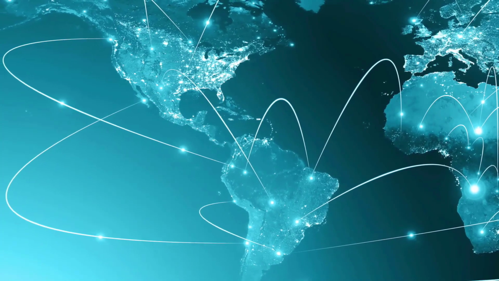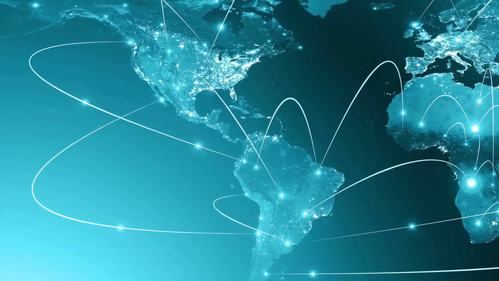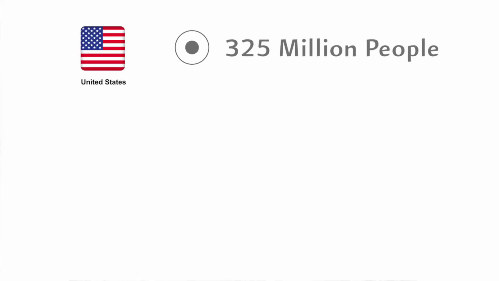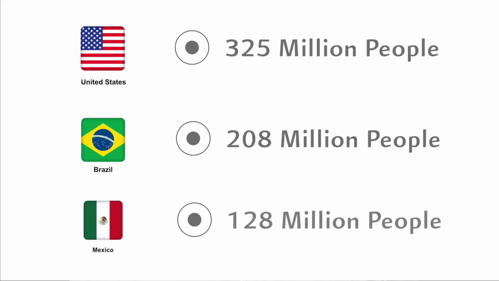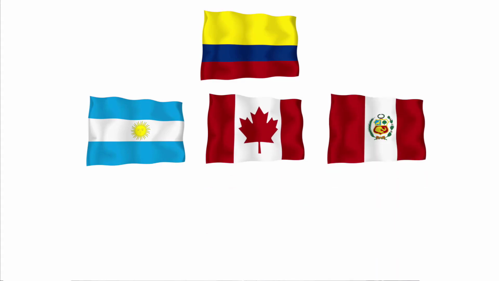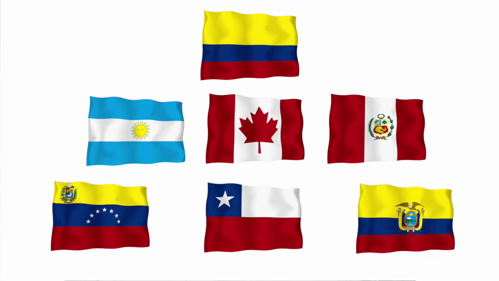America consists of 35 countries and 26 territories. The United States is the largest of these 61 entities with more than 325 million people, followed by Brazil with about 208 million people, Mexico with about 128 million people. Then the population drops below 50 million people for all other countries and territories. Colombia, Argentina, Canada, Peru, Venezuela, Chile, Ecuador are all in the top 10 most populous countries in America as well. These countries make up about 90% of the population of about 1 billion people in the Americas.